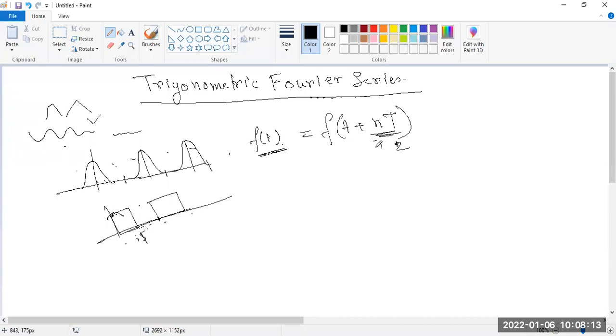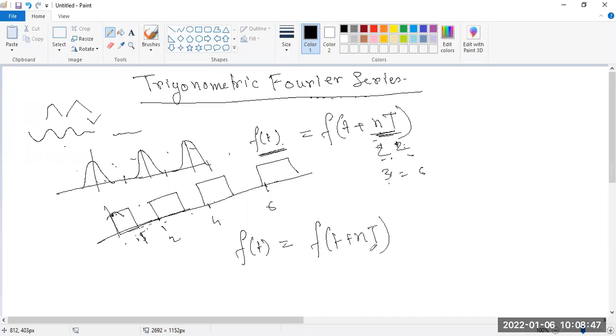Again, if n is 2, then 2 into 2 is 4. Whenever 4 is coming, again it repeats. If n equals 3, then n into 2 is 6. So when 6 is coming, again it exists. In this way, the Fourier series is expressed. This series is called the Fourier series. Just remember this f(t) is a function of t and n of t. This is scaling multiplication, and it is the period of the function.